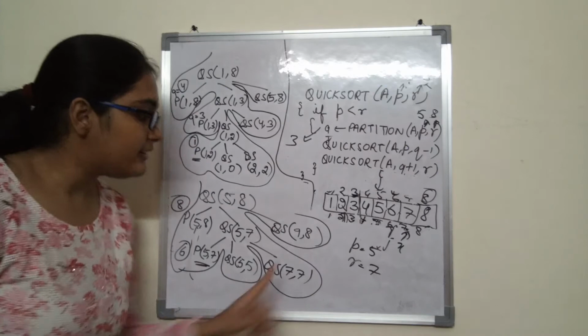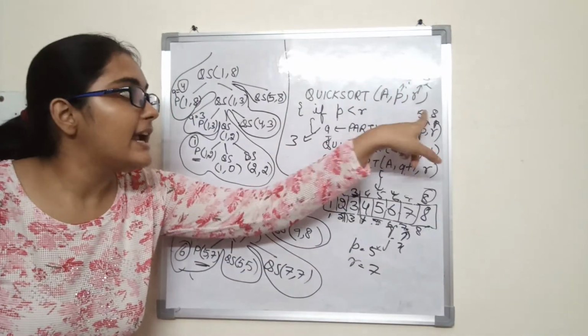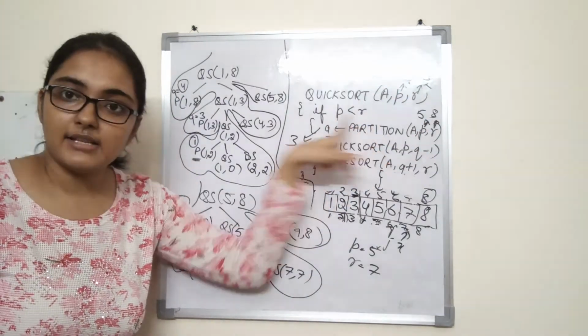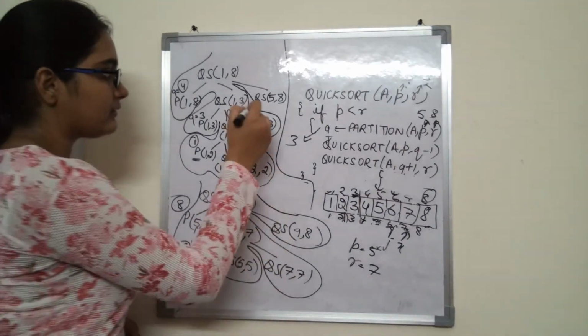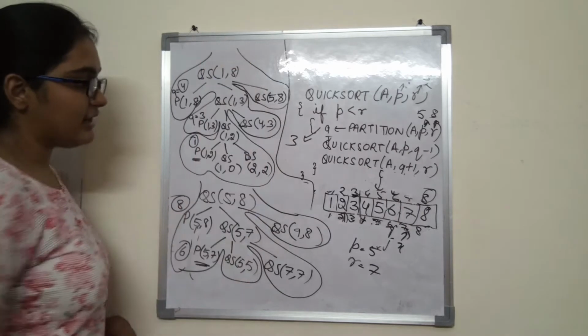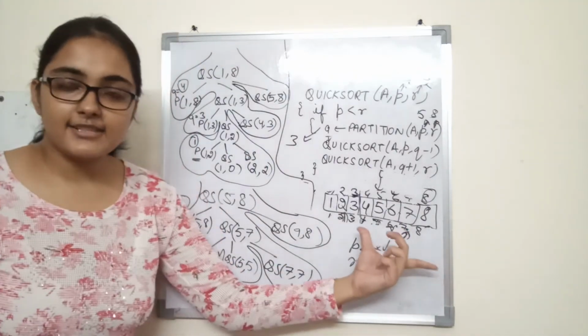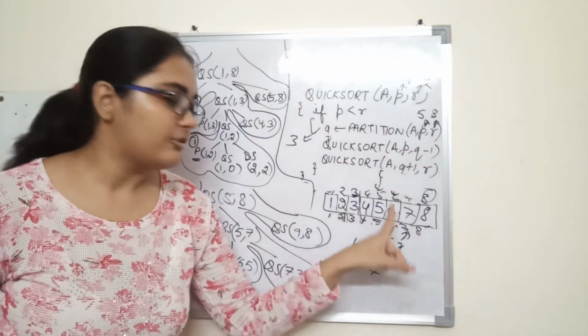Now again when we call it with 9 and 8, P is 9 and R is 8. So P is greater than R, this condition fails, so it will not return anything. Now we are done. We are done with 5, 8 and we are done with sorting it. Is this array sorted? Yes. 1, 2, 3, 4, 5, 6, 7, 8.